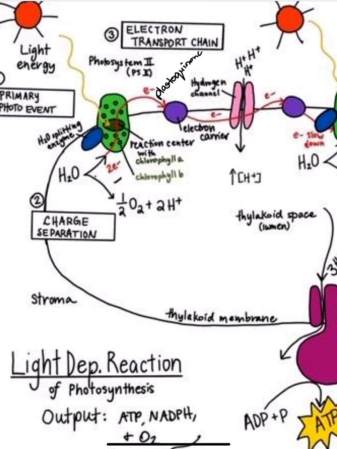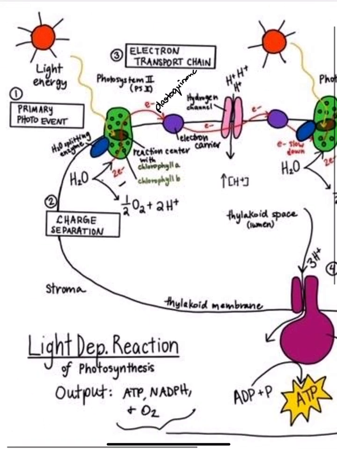Now, plastoquinone is a movable carrier that can take this electron in the thylakoid membrane to the next electron carrier. But let's just pause there and summarize. So during this primary photo event, the light energy hits the chlorophyll molecules. It is chlorophyll B's electrons that jump to chlorophyll A, and from chlorophyll A, they exit out to the first electron acceptor in the chain of events.